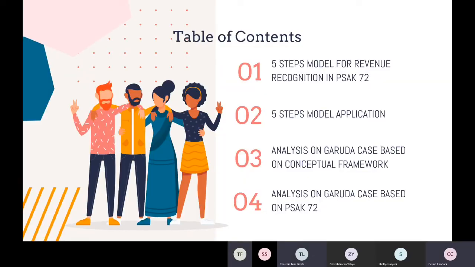Okay, so here's our outline for today's presentation. The first one is the 5-step model for revenue recognition in PSAK 72. The second one is the 5-step model application. The third one is analysis on the Garuda case and conceptual framework. And last but not least is analysis on the Garuda case based on PSAK 72.